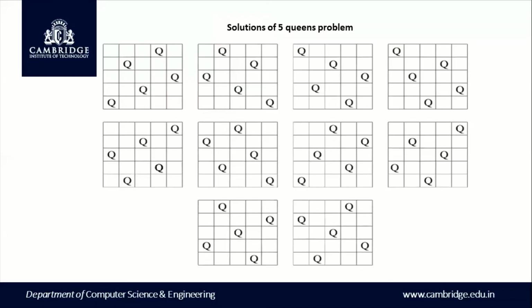For the 5 queens problem, we have 10 possible solutions. We would be generating 10 possible solutions for the 5 queens problem.